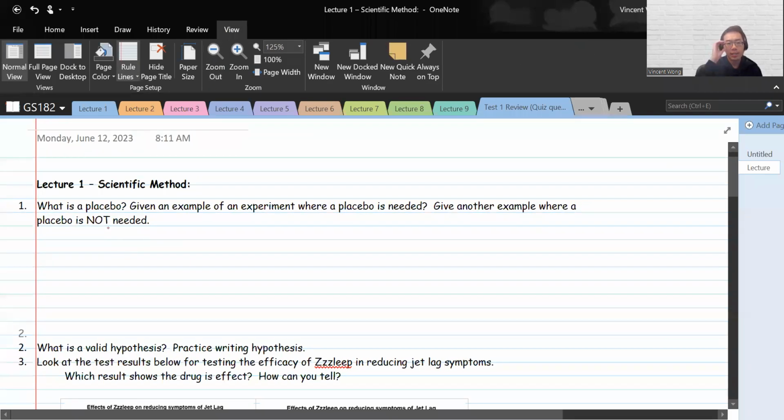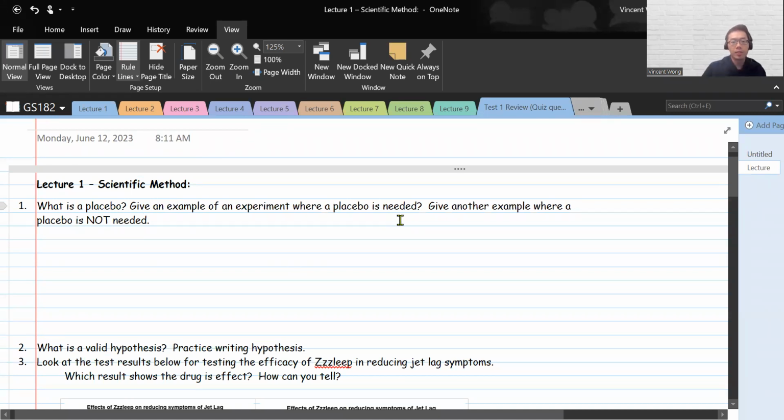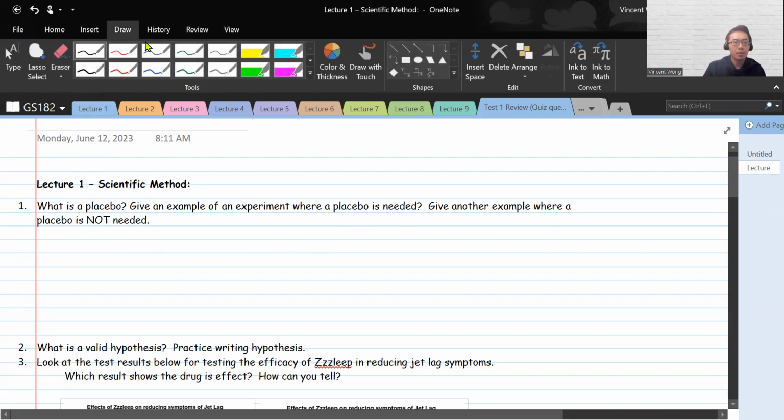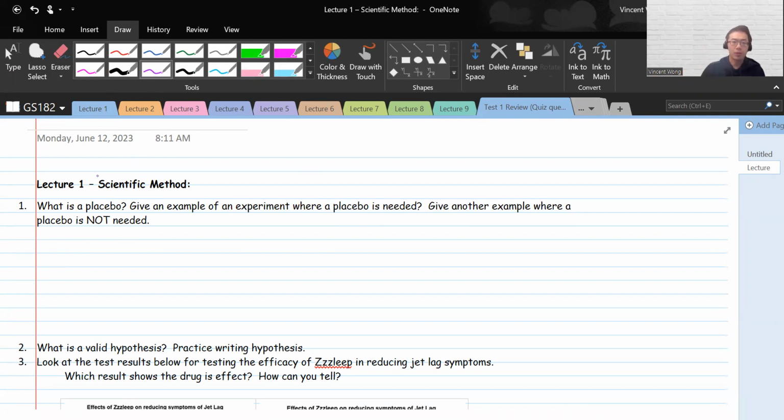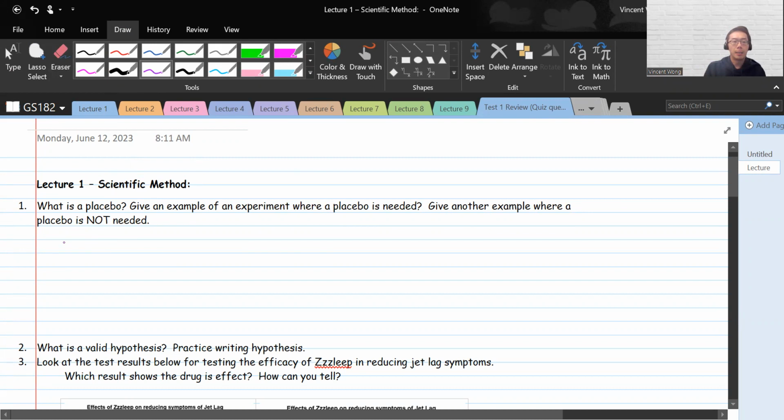First question, what is a placebo? Give an example of an experiment where a placebo is needed. Give another example where a placebo is not needed. So a placebo is essentially a dummy treatment, right? A sham treatment, a treatment that has no effect on the results that you're looking for. So placebo has no effects on the outcome. The purpose of a placebo is to minimize bias, right?